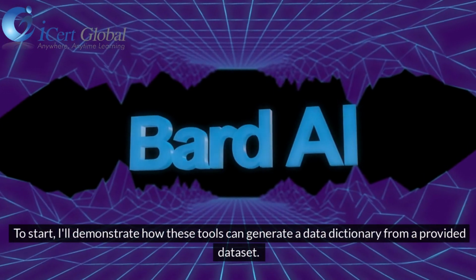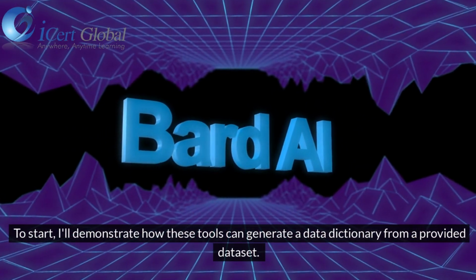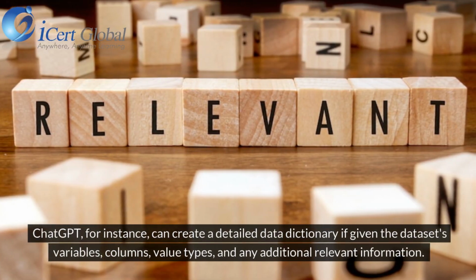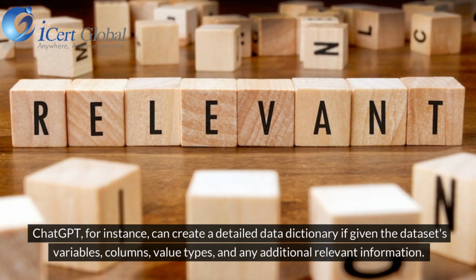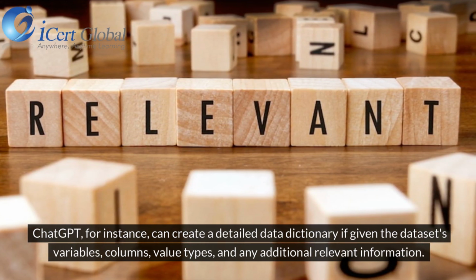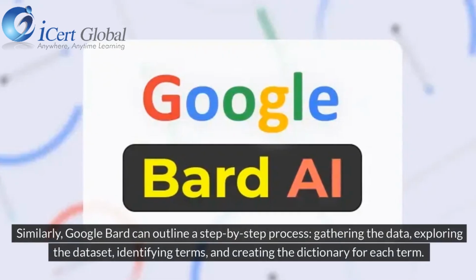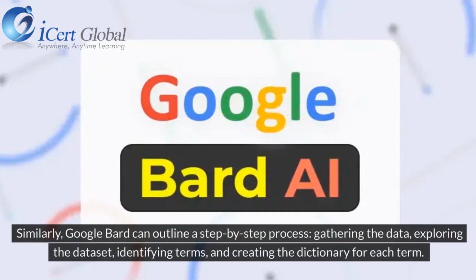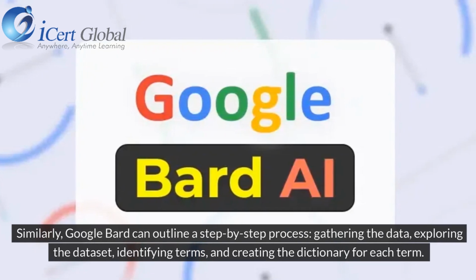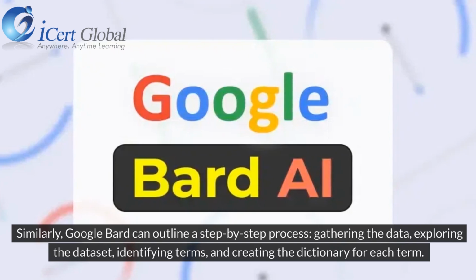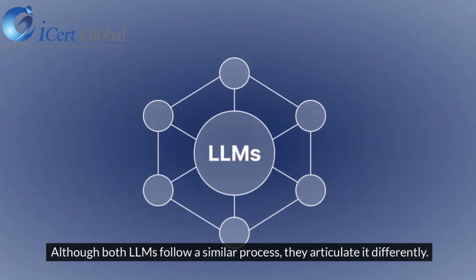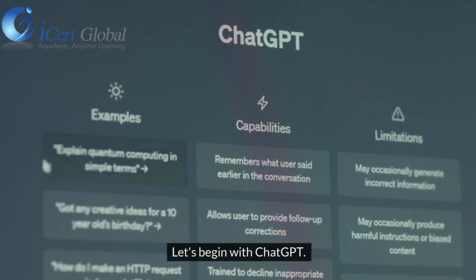To start, I'll demonstrate how these tools can generate a data dictionary from a provided dataset. ChatGPT, for instance, can create a detailed data dictionary if given the dataset's variables, columns, value types, and any additional relevant information. Similarly, Google Bard can outline a step-by-step process: gathering the data, exploring the dataset, identifying terms, and creating the dictionary for each term. Although both LLMs follow a similar process, they articulate it differently. Let's begin with ChatGPT.